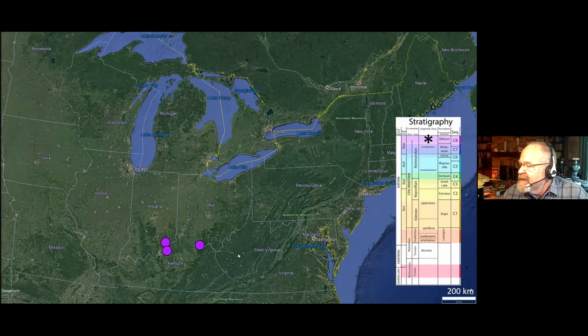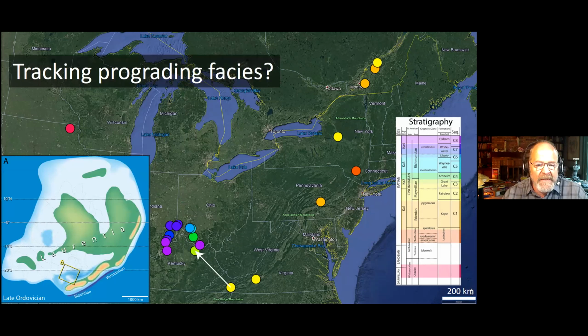And then they move back generally to here. So we'll zoom in on that in a minute. And the overall story that you kind of get a sense of is that perhaps these things are actually prograding with the Appalachian fill. And so this migration and invasion of the Cincinnati region may in fact be tracking the facies, a particular facies. But what facies that is a question.